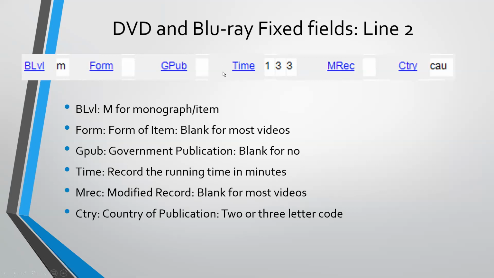So runtime is the number of minutes in 3 digits. So this movie is 133 minutes long. MREC is blank. It's an old obsolete field.